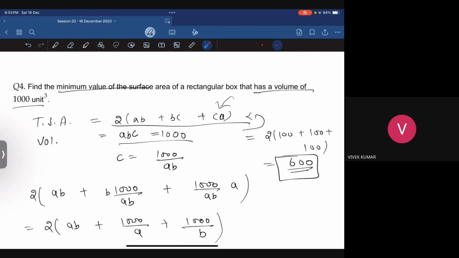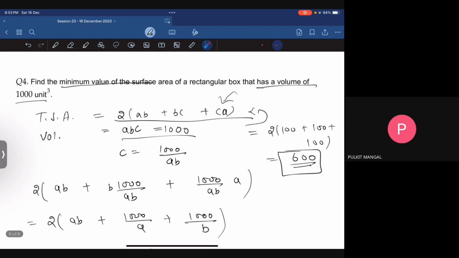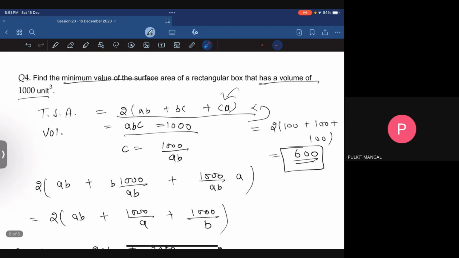Sir, can you summarize the answer you have done? Okay. Usually we only take the rectangular box case. That case we generally do.